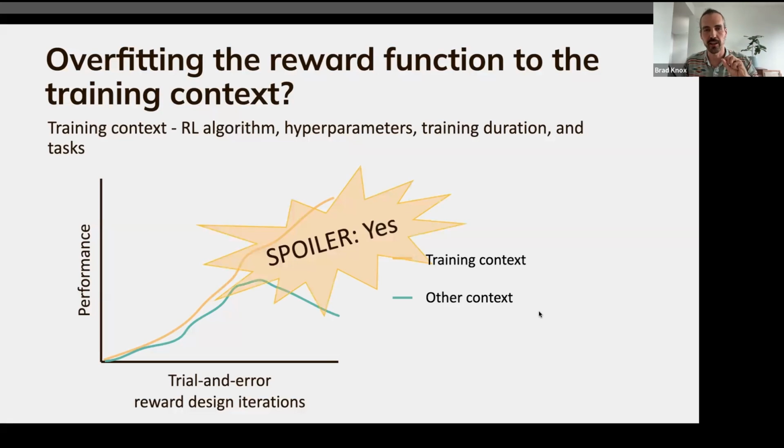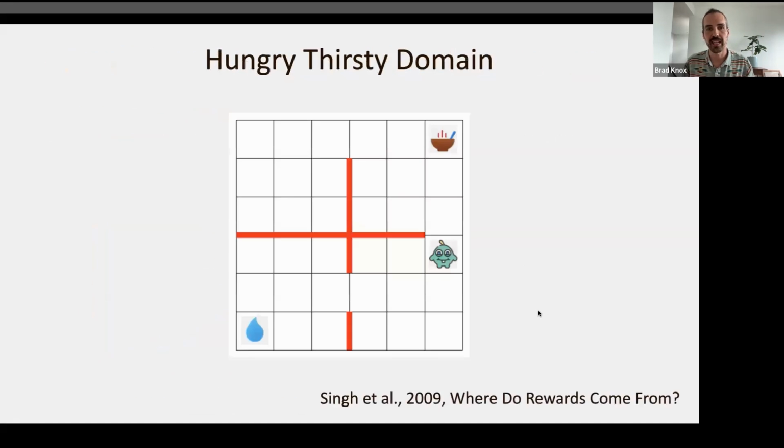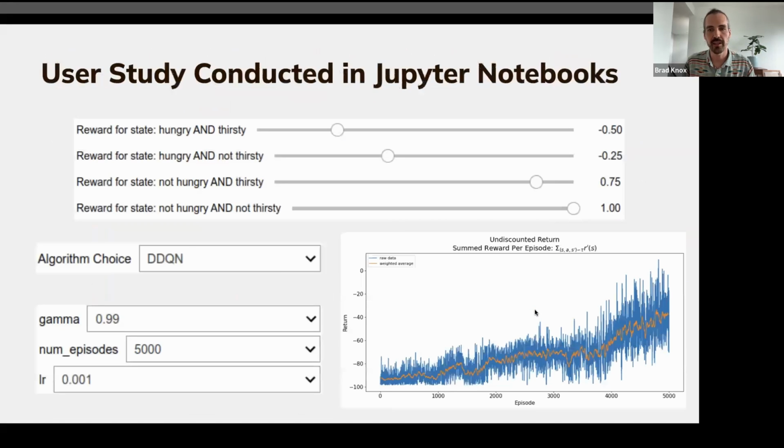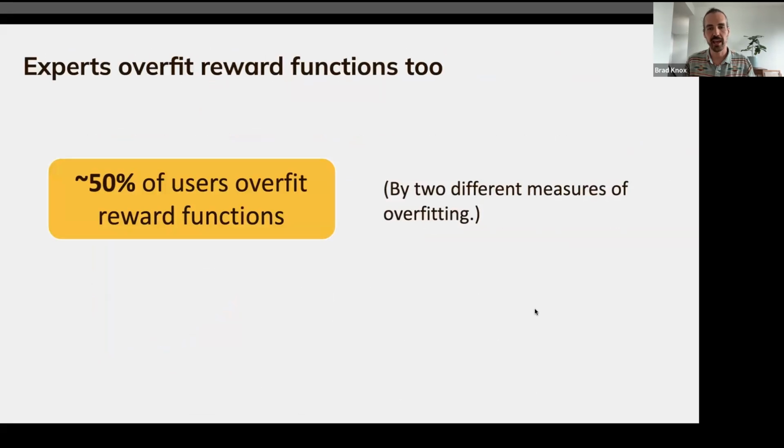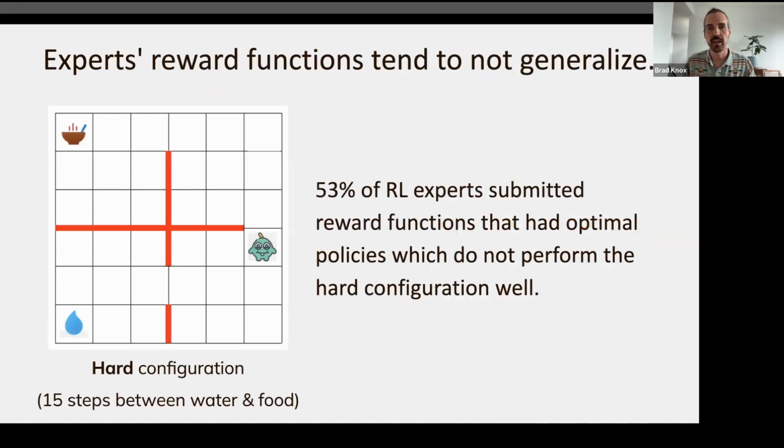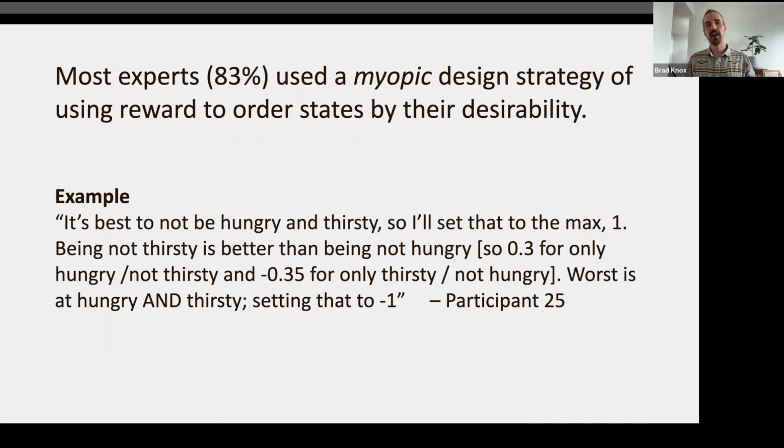The question here is, do we find this in practice? The spoiler is yes. We look at the hungry thirsty domain. I'm going to just jump ahead a little bit. But basically the gist is we had RL experts come and do reward functions, and we found overfitting frequently. And then I think this is worth highlighting.